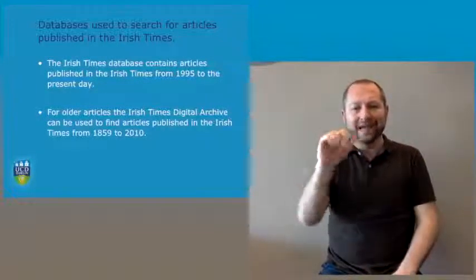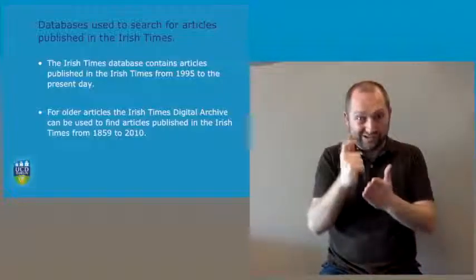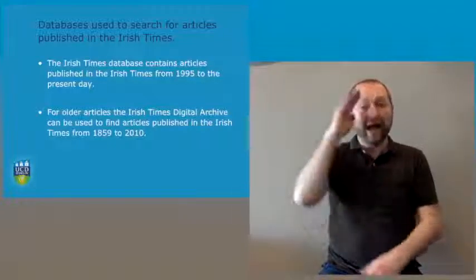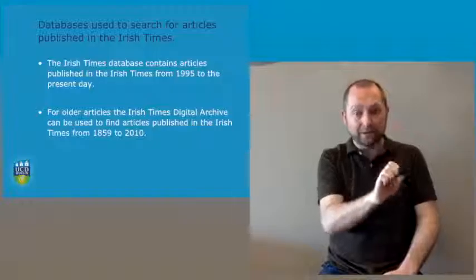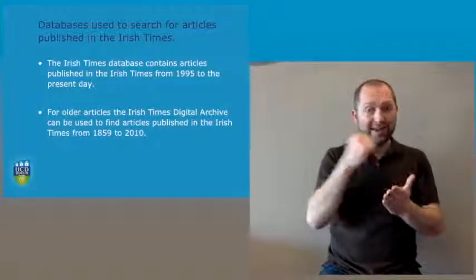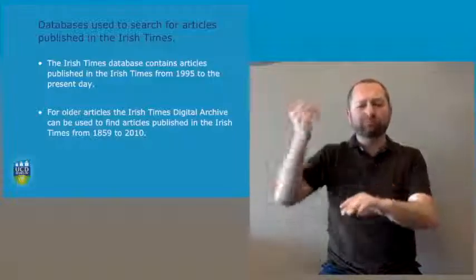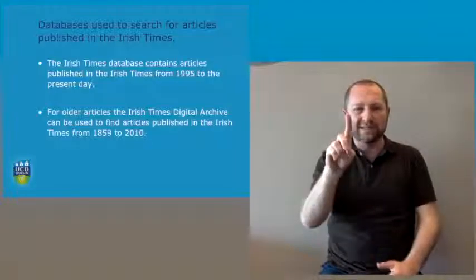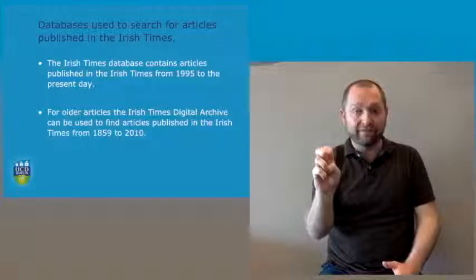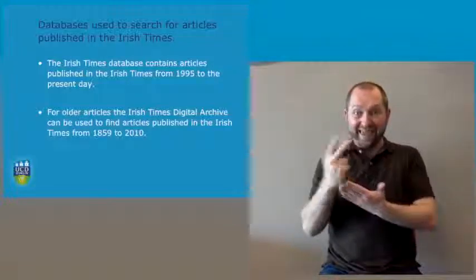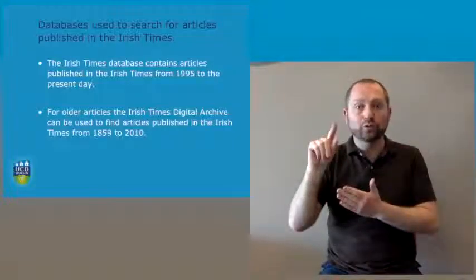Two databases can be used to search for articles published in the Irish Times. The Irish Times database contains articles published in the Irish Times from 1995 to the present day. If you're looking for older articles, you need to use the Irish Times digital archive, and this can be used to find articles published from 1859 to 2010.